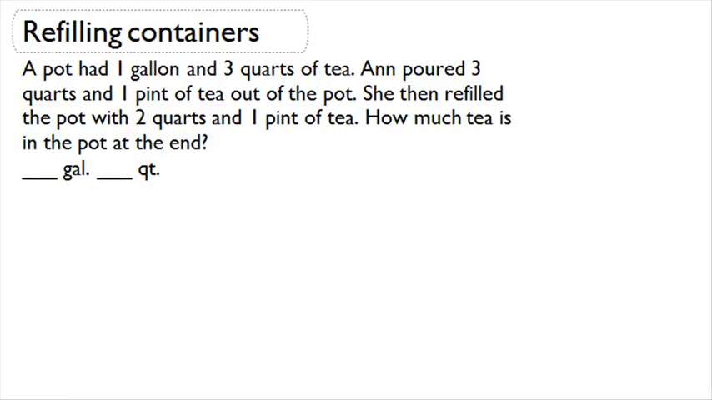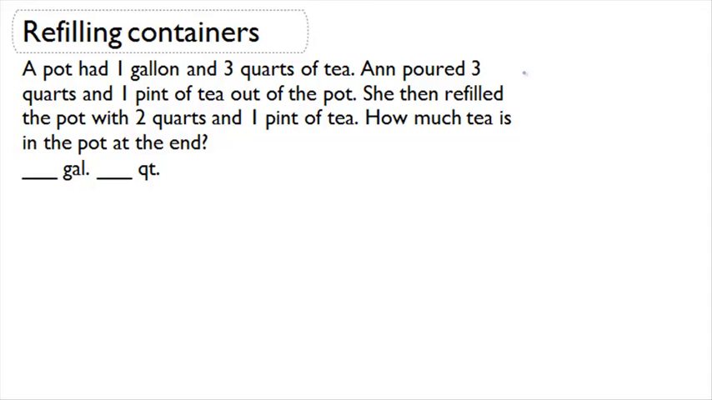Now we're going to talk about how to solve word problems that deal with refilling containers. A pot had 1 gallon and 3 quarts of tea. Anne poured 3 quarts and 1 pint of tea out of the pot. She then refilled the pot with 2 quarts and 1 pint of tea. How much tea is in the pot at the end?